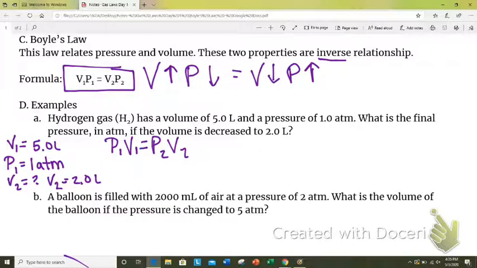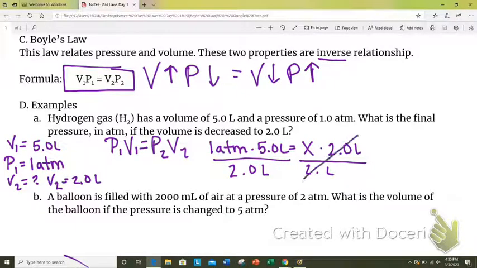So I can take 1 atmosphere, multiply that by 5 liters, equal that to pressure, and I'm going to change that to an X so it looks more like an algebraic expression, times my 2 liters. The thing that you have to be careful with is how you rearrange this equation to solve for X. So you look at mathematically, what are we doing? We're doing multiplication. What do you do to get something alone? If you're multiplying, you do the opposite. So we are going to divide by 2 liters.